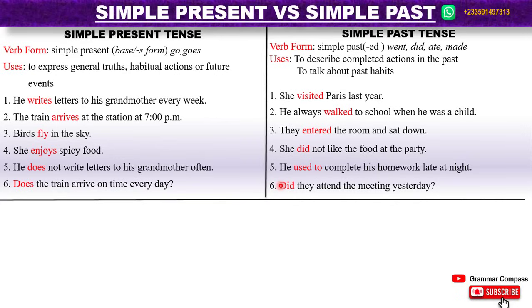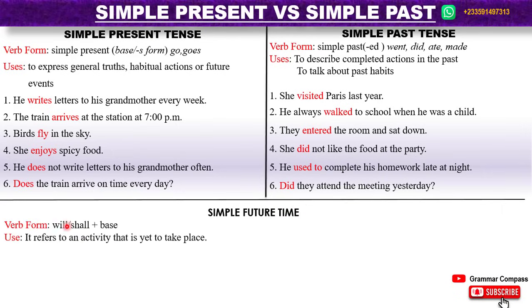Now let us talk about the simple future time. How do we also express the simple future time? We won't call it a tense. I hope you know why. Which form of the verb should be used in the simple future time? We will use the modal auxiliary verbs will or shall, and then the base form of the verb. So this normally refers to an activity that is yet to take place.